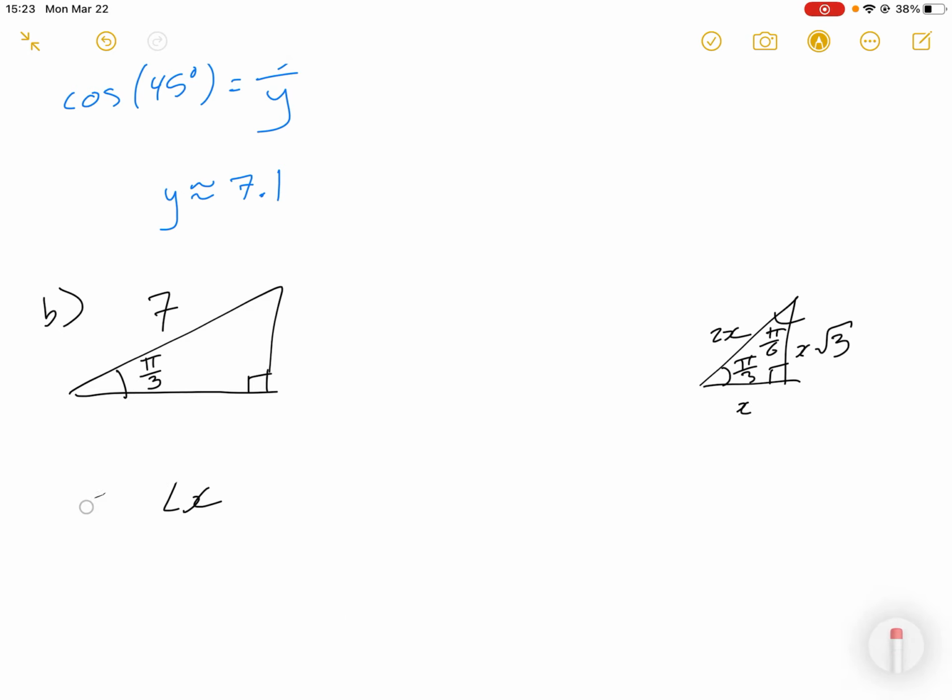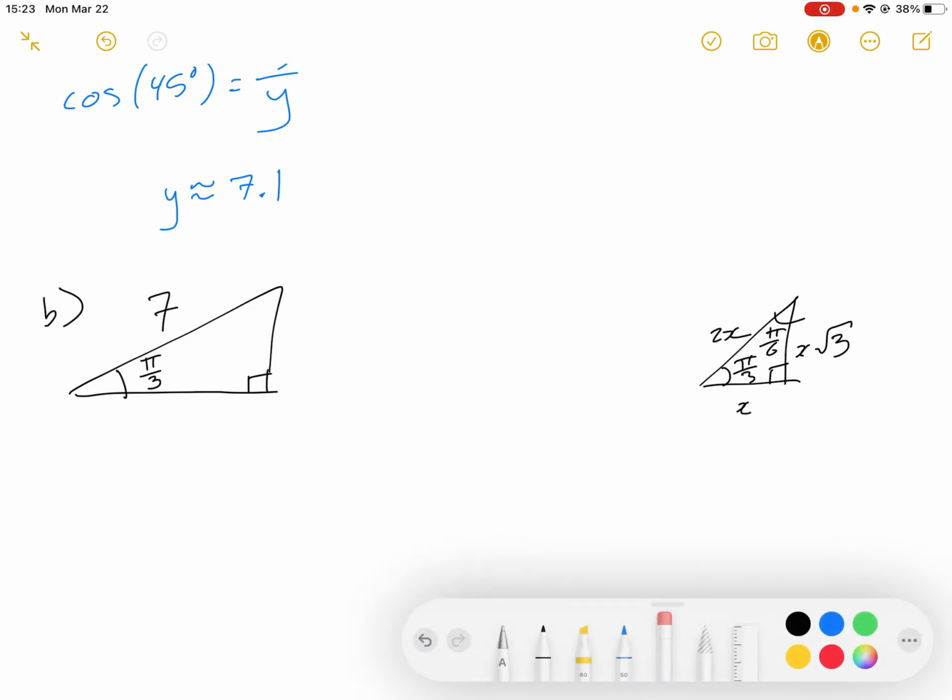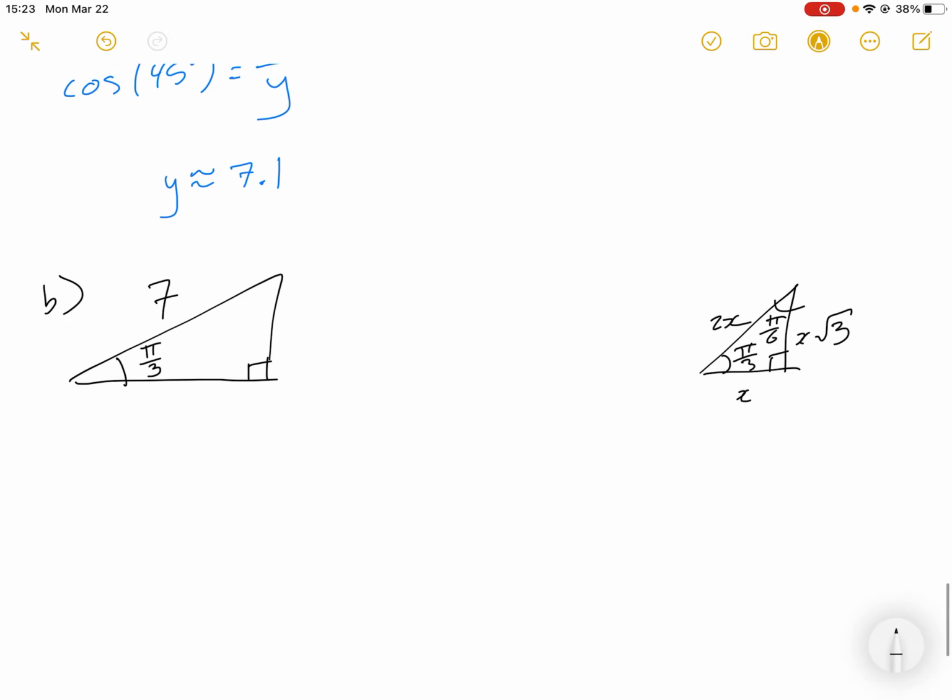Sorry, let me go ahead and color code again. Okay. So first let's label. We need this angle A. We need this side length over here, which I'll call x, and I also need this side length, which is y.